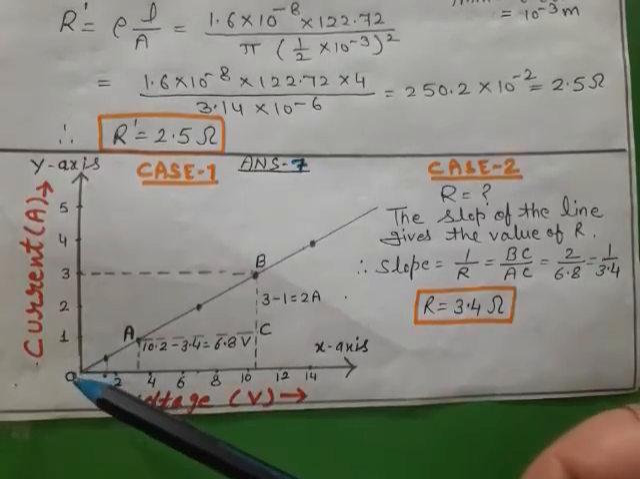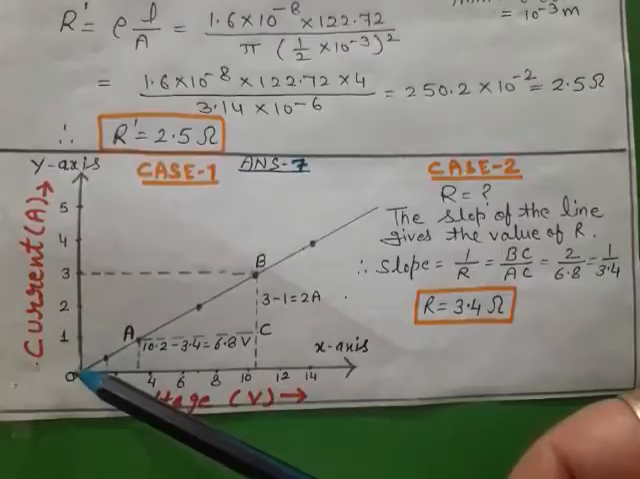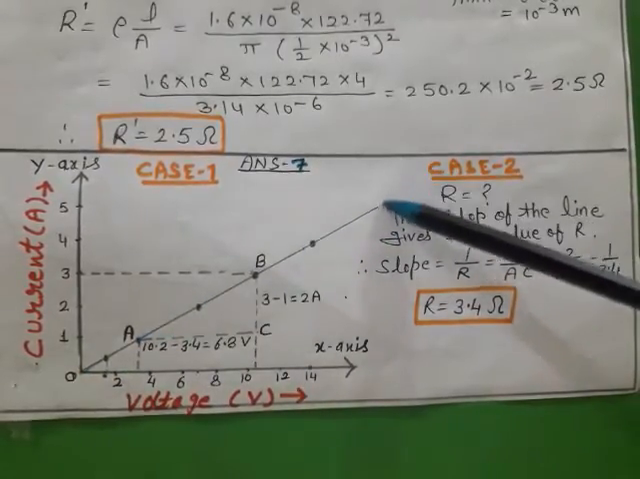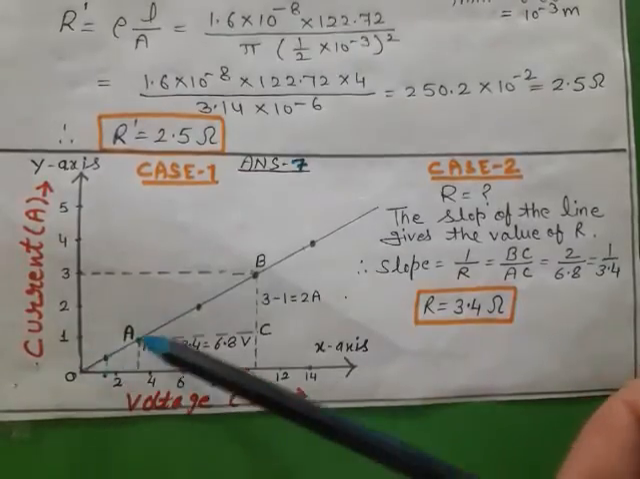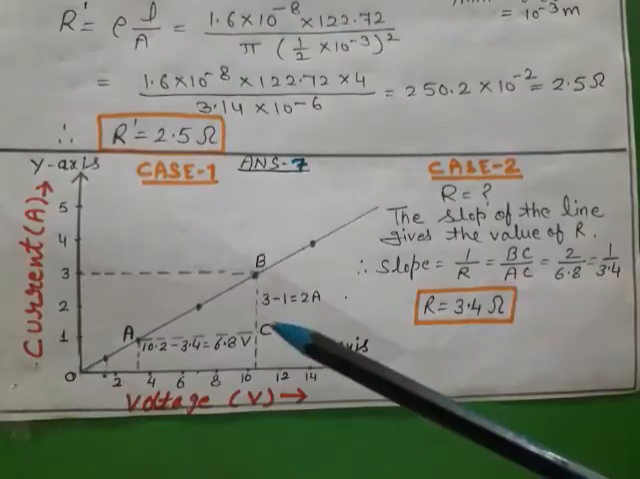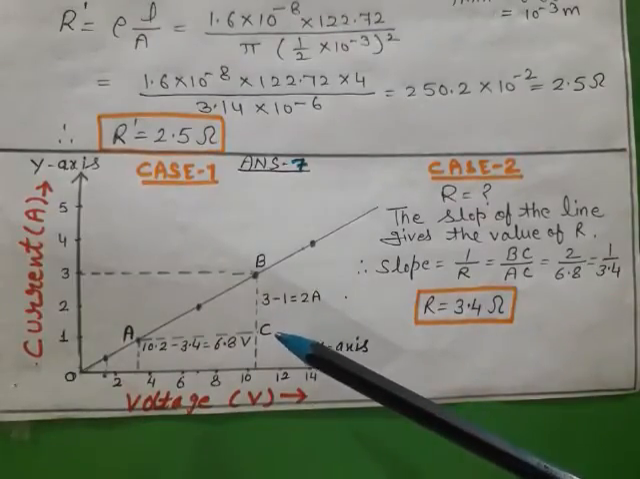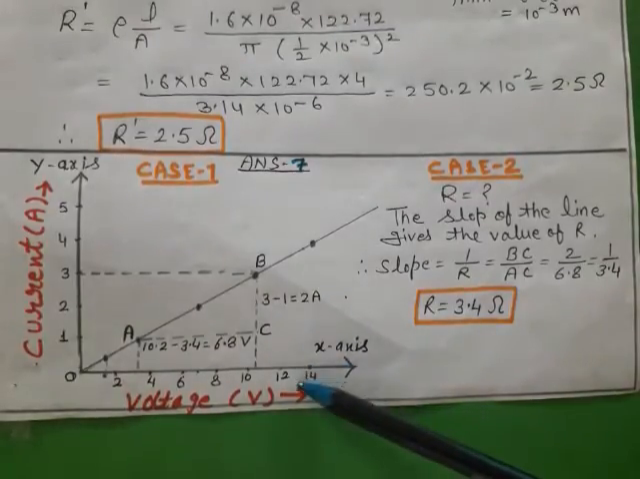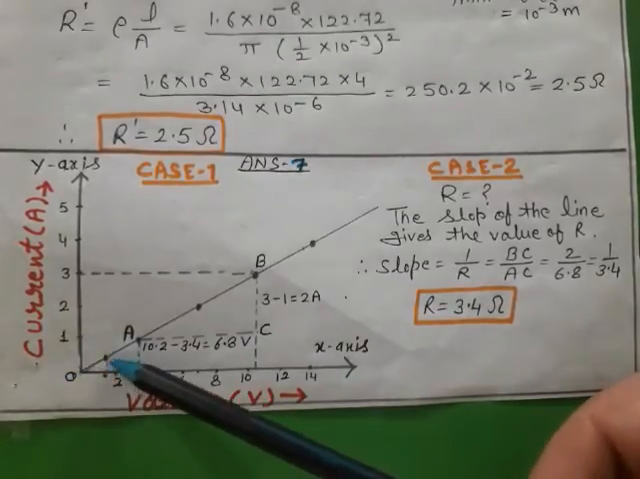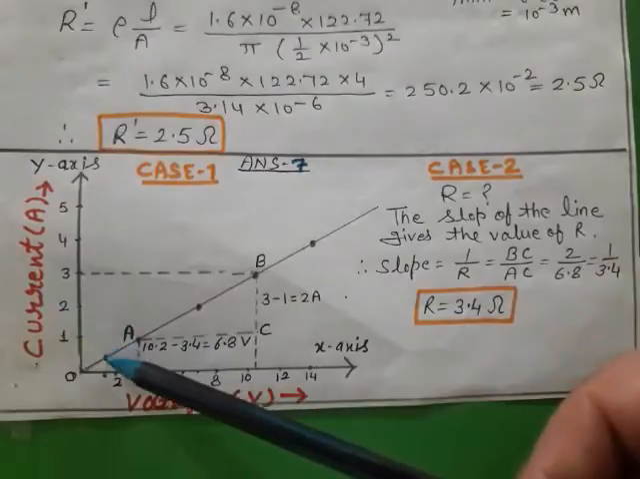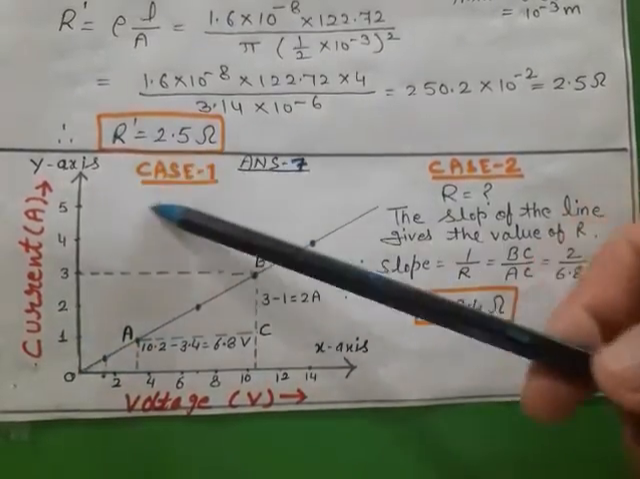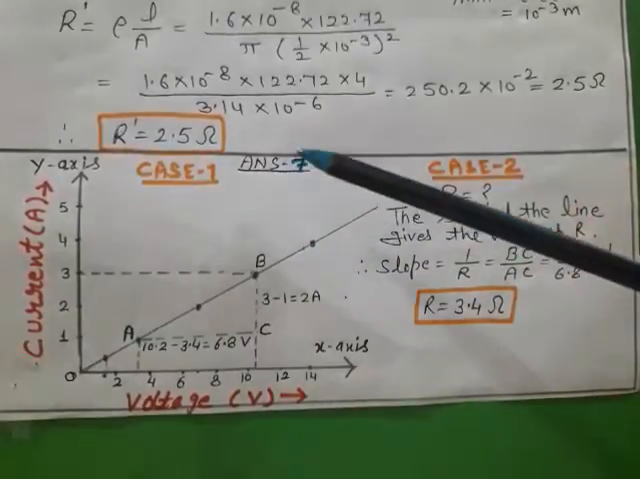Now, when we draw the graph, we simply get a straight line like this. This straight line obeys Ohm's law. As I explained to you the graphical representation of Ohm's law in the previous video lectures. So this is the graph between V and I. According to Ohm's law, we simply get a straight line. This is case 1 of this question number 7.